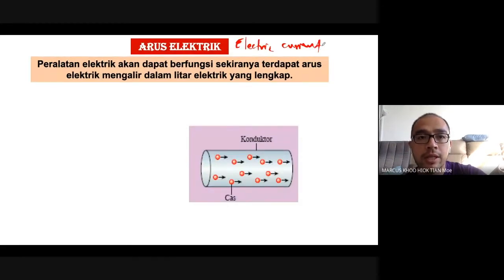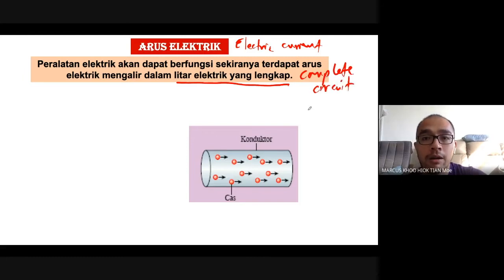In Malay, it says that electrical appliances can function if there is electric current flowing in a complete circuit. So an electrical appliance can fully function if there is current flow in a complete circuit. This is a very important thing: current must be able to flow in a complete circuit. When the circuit is complete, then current can flow and your electrical appliance can function.